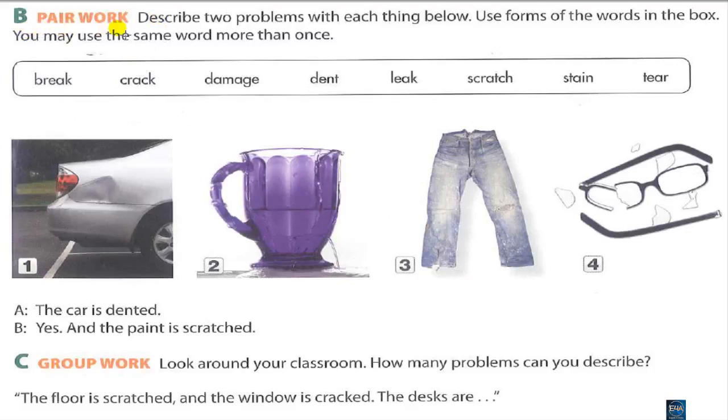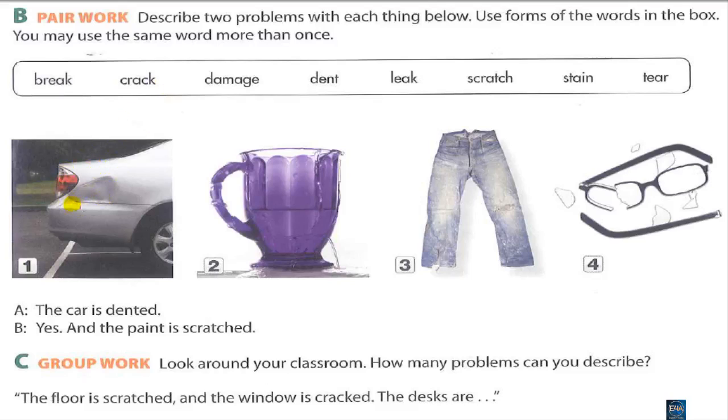B. Pair work. Describe two problems with each thing below. You use forms of the words in the box. You may use the same word more than once. So here we have different verbs, and we can use two verbs to describe the problem. More than one answer, of course, is possible.